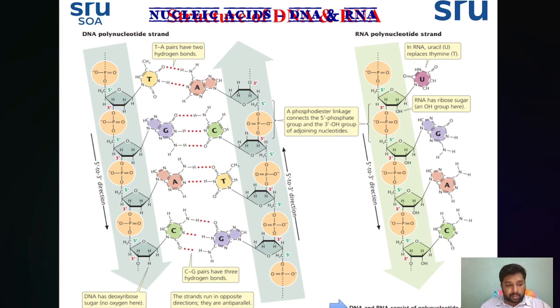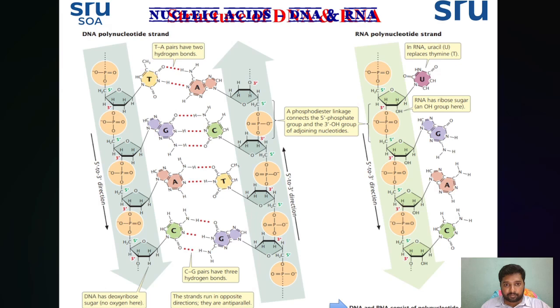Here, a consequence of DNA structure and base pairing requirements is that each strand of a DNA molecule contains a sequence of nucleotides that is exactly complementary to the nucleotide sequence of its partner strand. This is about the structure of DNA and RNA. It is clearly known that DNA is double stranded and RNA is a single stranded molecule. Both DNA and RNA consist of polynucleotide strands.